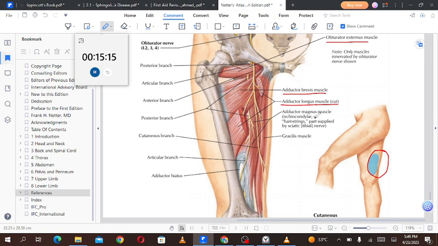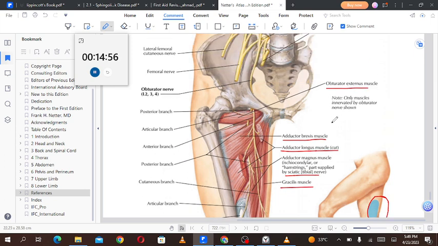Then adductor magnus muscle, the ischiocondylar or hamstring part is supplied by the sciatic nerve, that is the tibial branch of the sciatic nerve. Then we have the gracilis muscle that is also being supplied by this one. So almost all the adductors are being supplied by the obturator nerve, right?